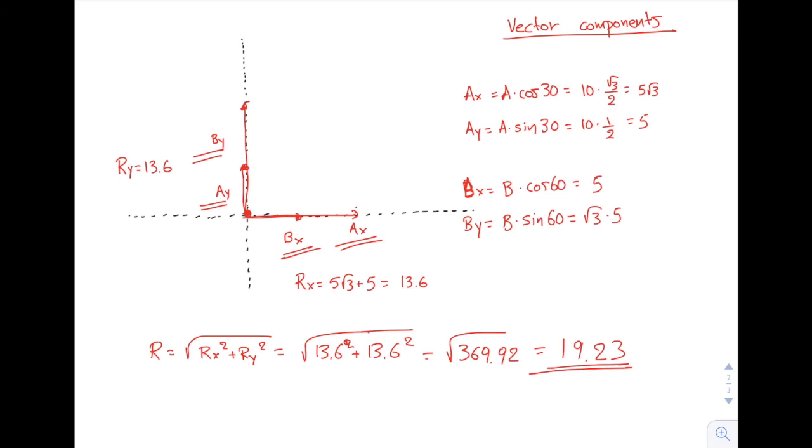The next step is to say something about the direction of the resultant vector. In this case, the direction of the resultant vector will be equal to an angle which is equal to tangent to the power of minus 1 of RY over RX. This is equal to the inverse tangent of 13.6 over 13.6. This will be equal to 45 degrees.